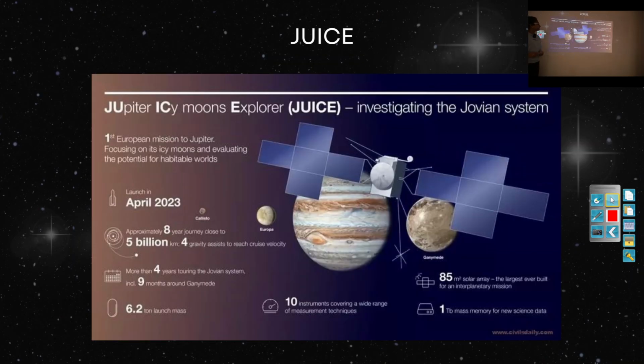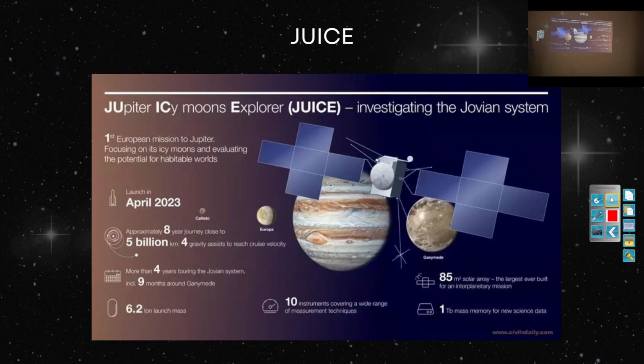Then we have JUICE, the Jupiter Icy Moons Explorer Mission. This was launched in 2023 by the European Space Agency. This mission is going to study Jupiter's moons. Jupiter has nearly 94 known moons. So Earth has only one, but Jupiter has 94 moons.